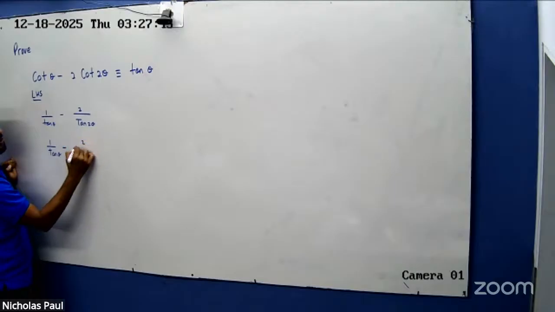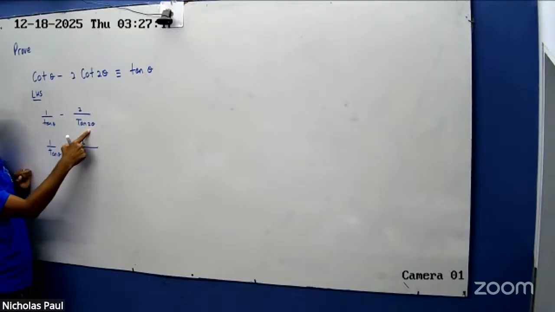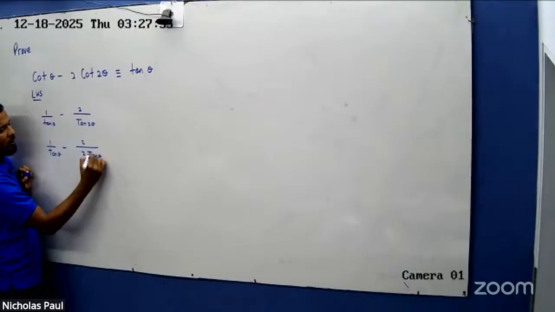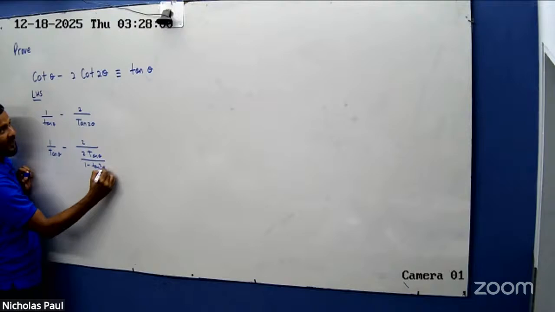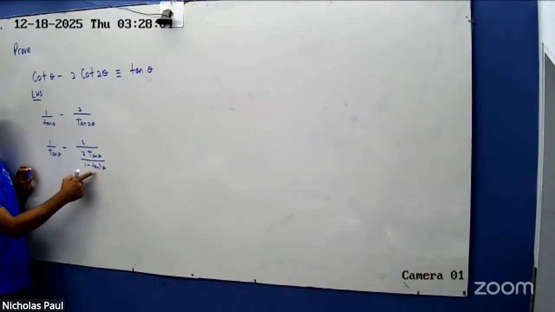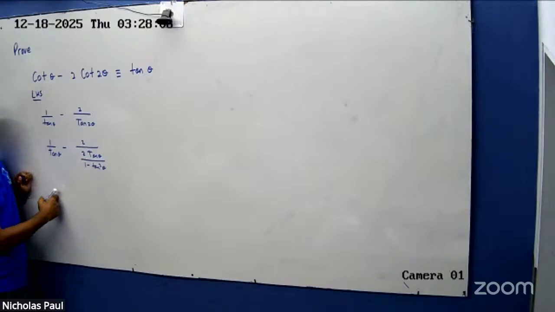So what you'll do underneath here, you'll replace tan 2 theta, right? Tan 2 theta is 2 tan theta over 1 minus tan squared theta. That's correct? The tan 2 theta. Yeah? What will happen here? What will this simplify to?